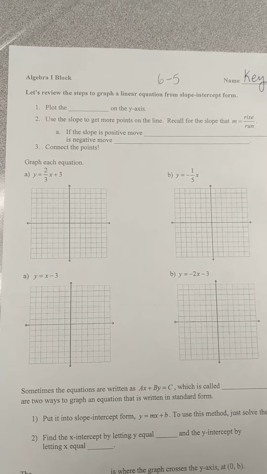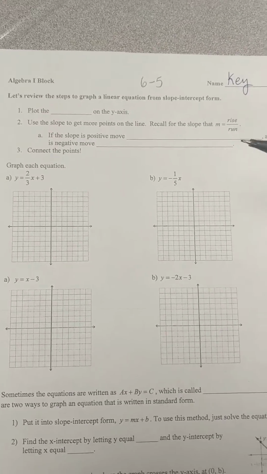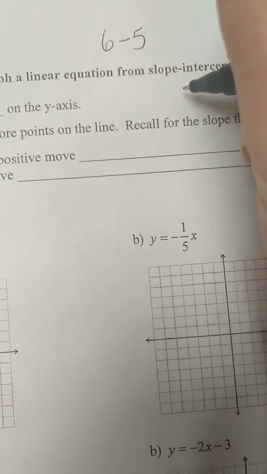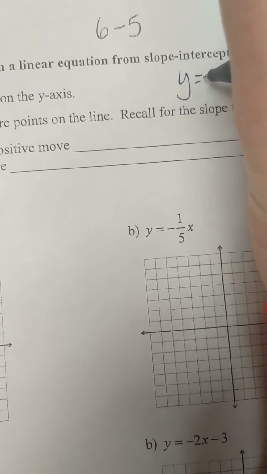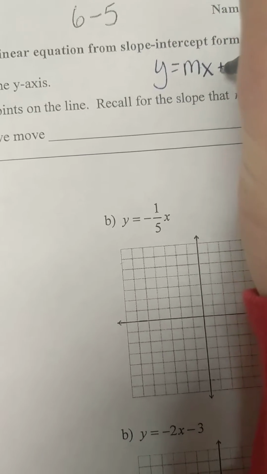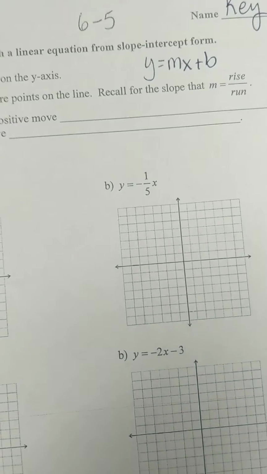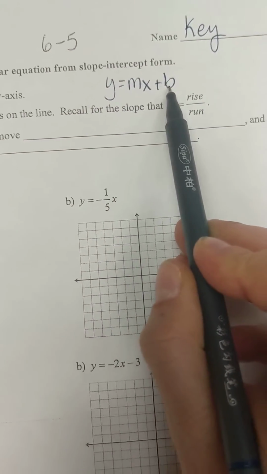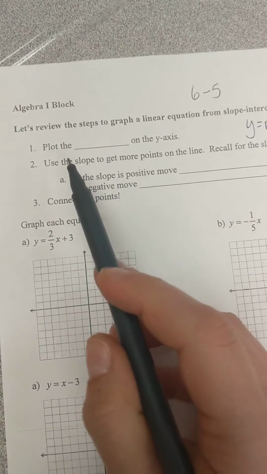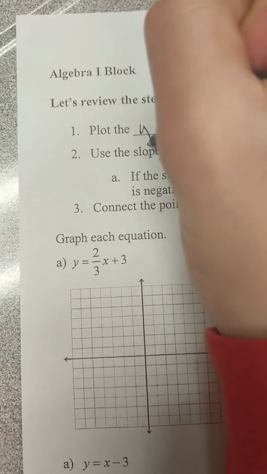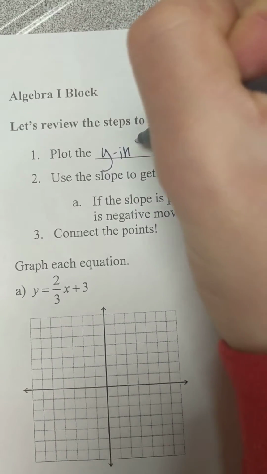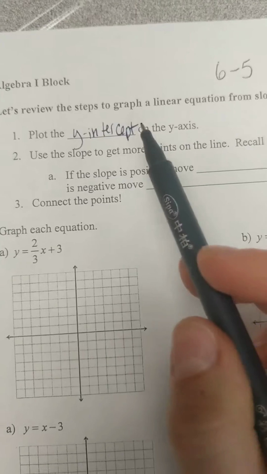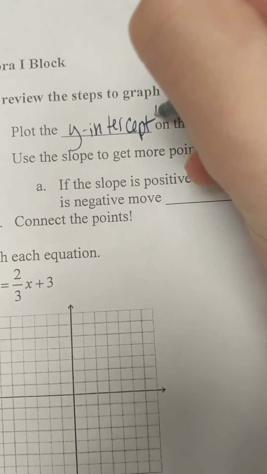Alright, first we're going to review the steps of how to graph a linear equation that is in slope-intercept form, which you want to remind yourself: y equals mx plus b, where m is your slope and b is your y-intercept. So, first thing you're going to do is plot your y-intercept on the y-axis. Remember, that is just your b value.